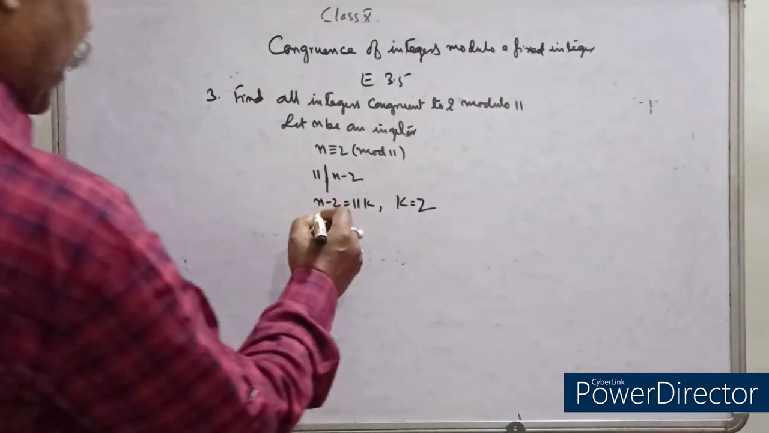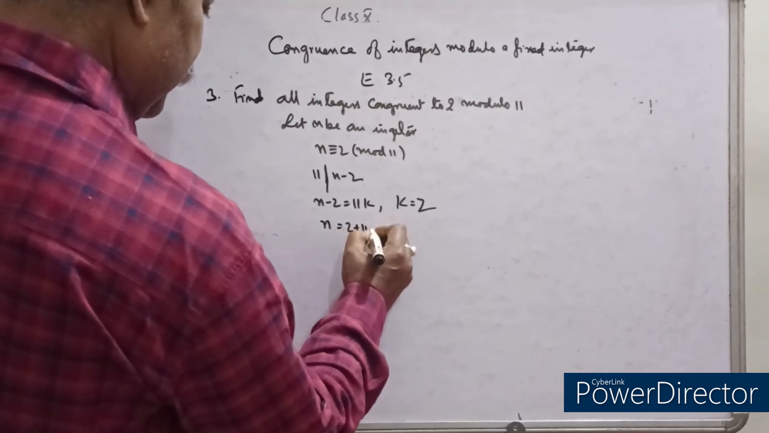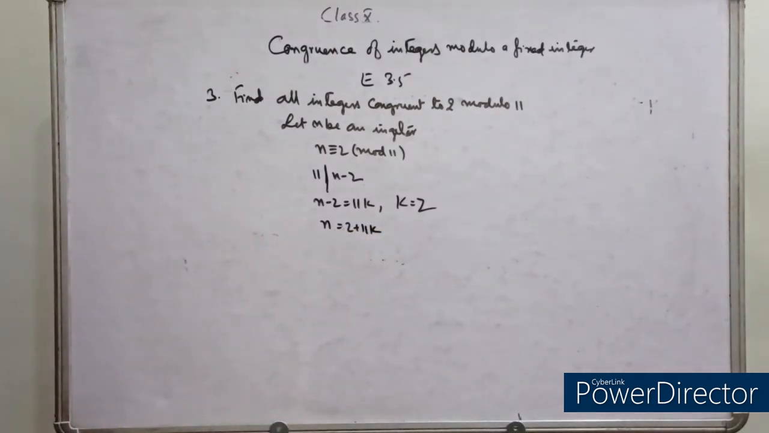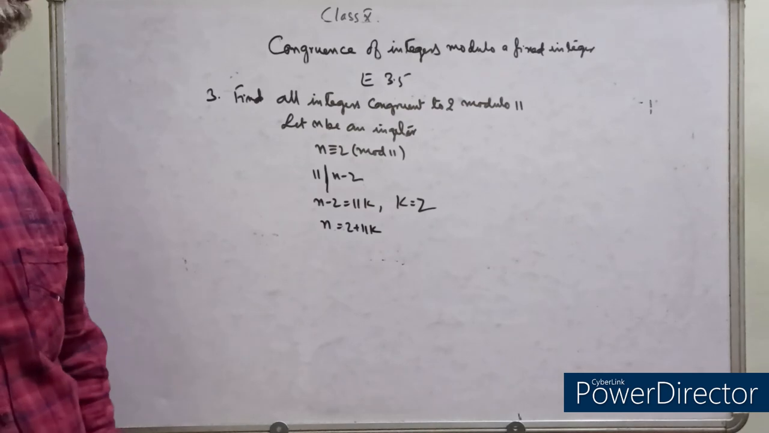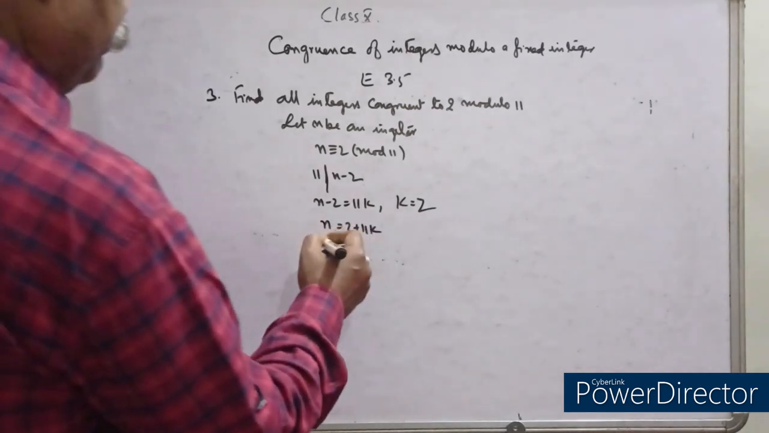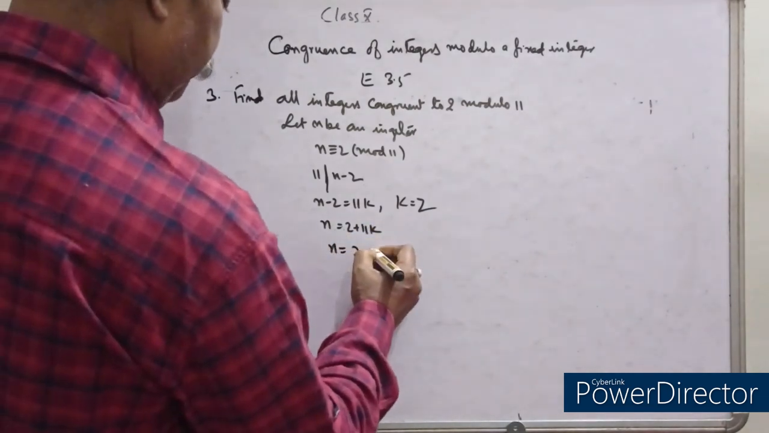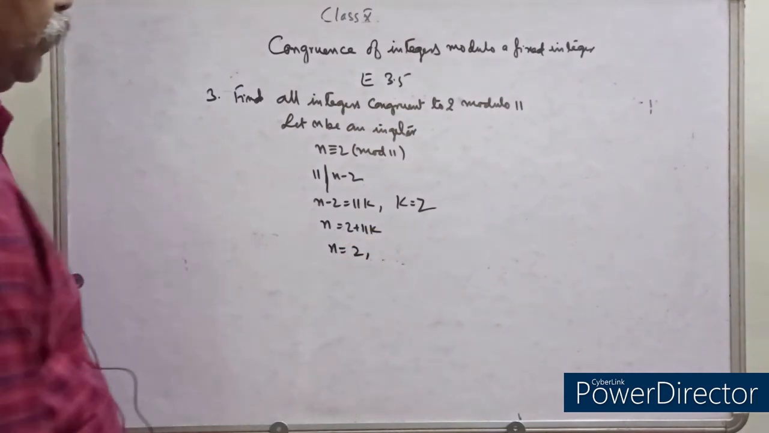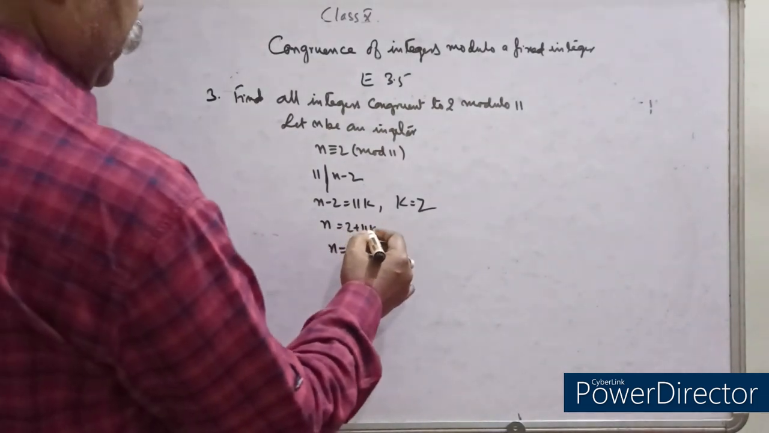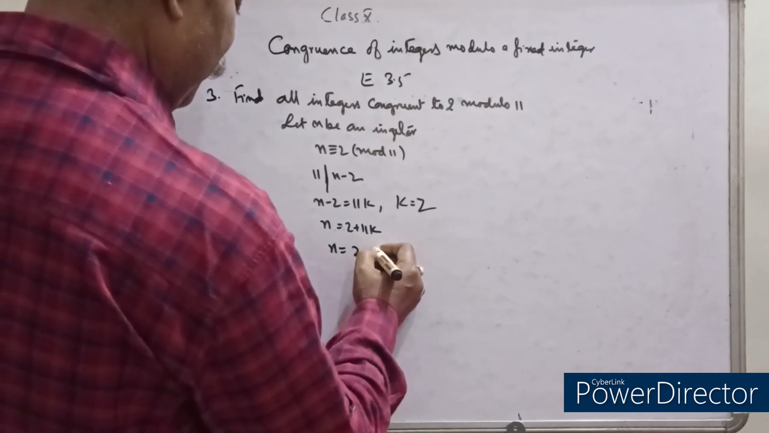Now, your n is equal to 2 plus 11k. Here, because the limit of n is not given to you, and we know that n is an integer, we also know that k is an integer, so we are bound to take both the positive and negative values. So it will start from 0. When it is 0, it will be 2. Then if you take positive 1, then it will be 11 plus 2, that is 13.